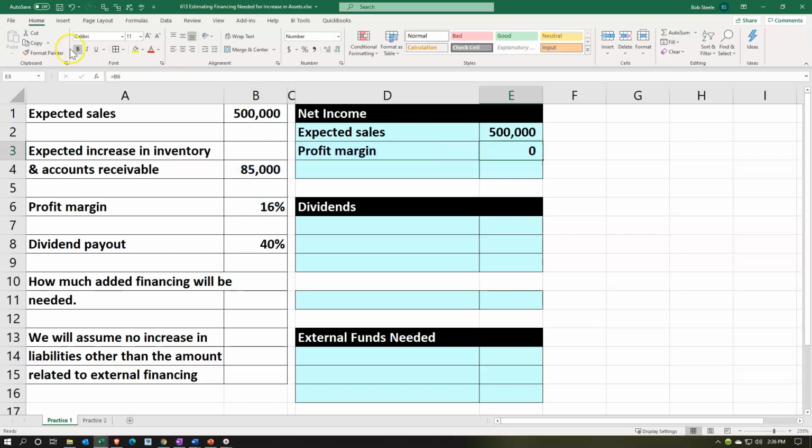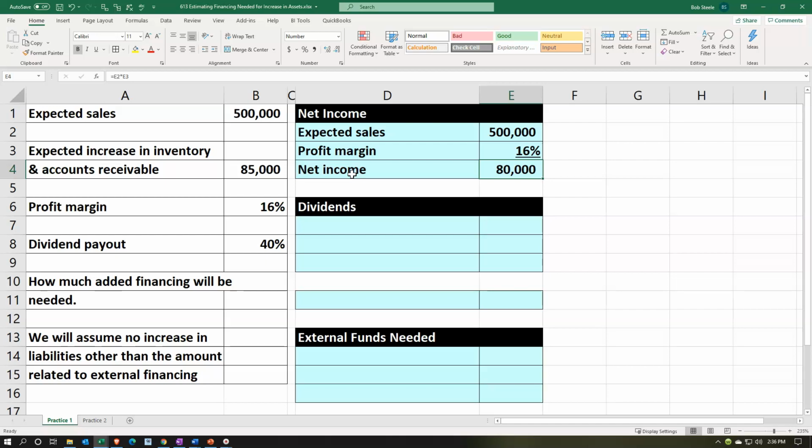Let's go ahead and percentify that. Home tab. Let's go to the numbers group and make it a percent. Let's go to the home tab, font and underline. That's going to then give us our net income. So net income, if we multiply this out, then is going to be equal to the 500,000 times the 16%. We're going to have the 80,000 of the net income. So 80,000 of the net income.